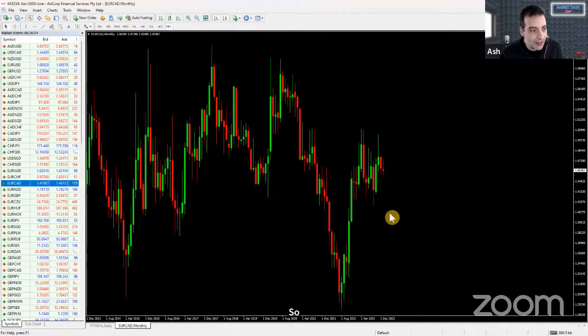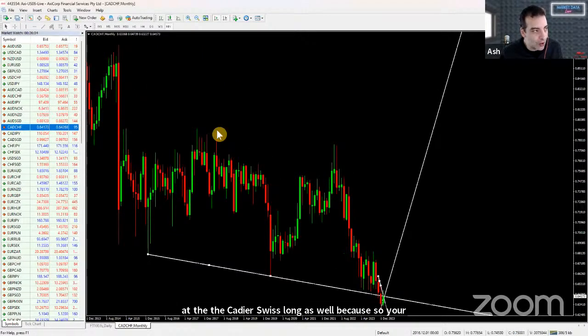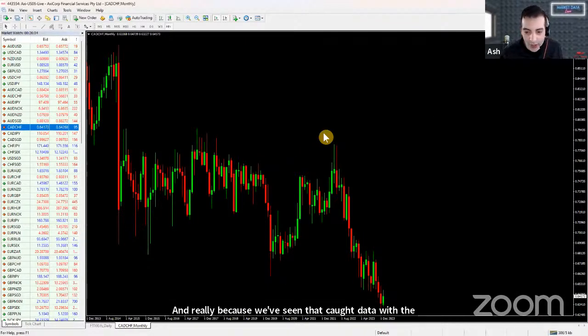So Euro CAD is a short. I'm definitely looking at the CAD Swiss long as well. Sorry, CAD Swiss is a long. And really, because we've seen that COT data with the CAD, they did buy a little bit last week.